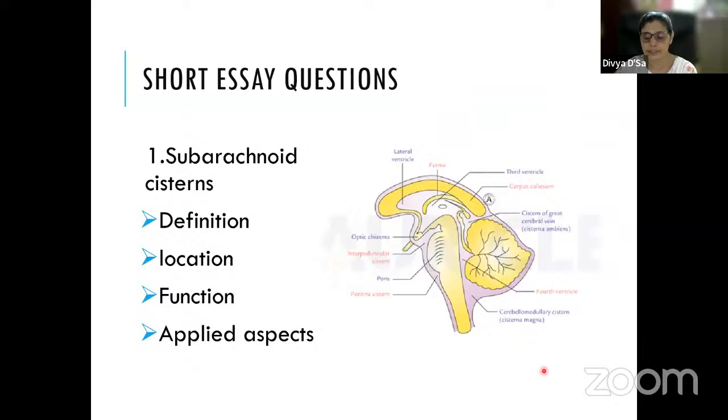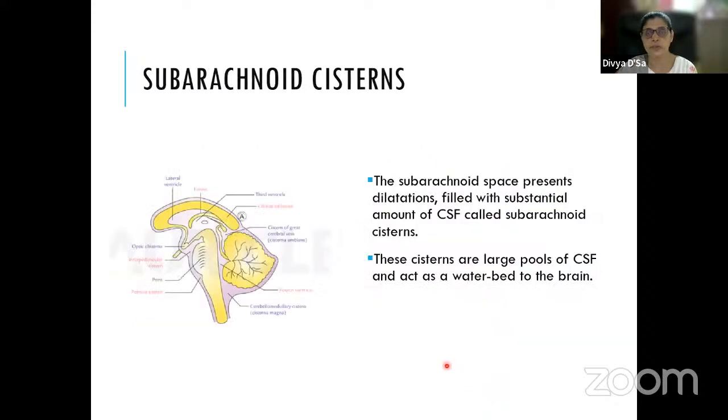Okay, so next is the subarachnoid system. So here, short essay question. So what do we write for subarachnoid system? So definition, the location, function, and applied aspects. So what is the definition?